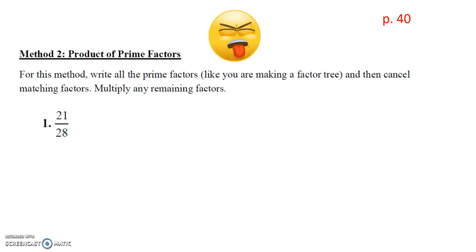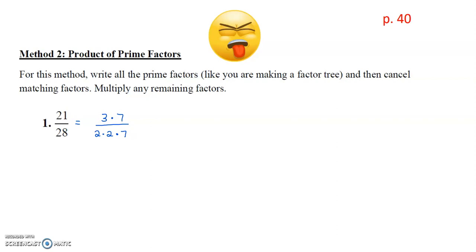So here we have 21 over 28. So what you're doing here is you're saying what makes 21? 3 times 7 makes 21 over what makes 28. So you're really doing a factor tree here. What makes 28? Well, 4 times 7, but I'm going to use prime factors. So 2 times 2 makes 4 times 7. You notice that all these numbers here are prime numbers. This is a product of prime factors.